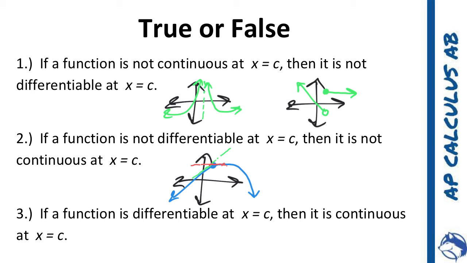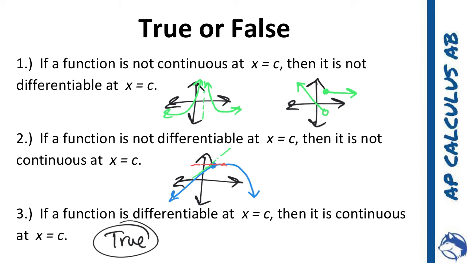So if a function is differentiable at x equals c, then it is continuous. This one is going to end up being true. Any single time that we have something that's differentiable, it's always going to be continuous. And it's kind of important to remember that as we go forward.